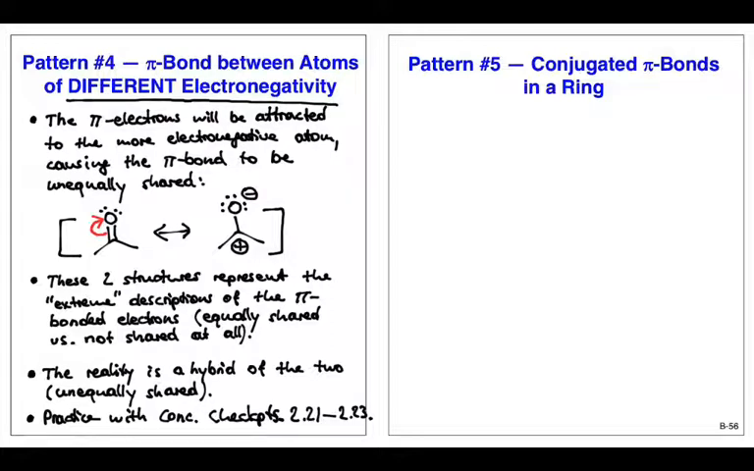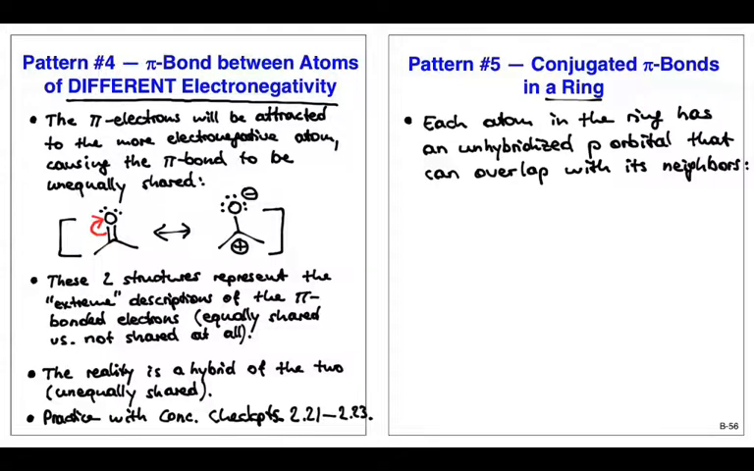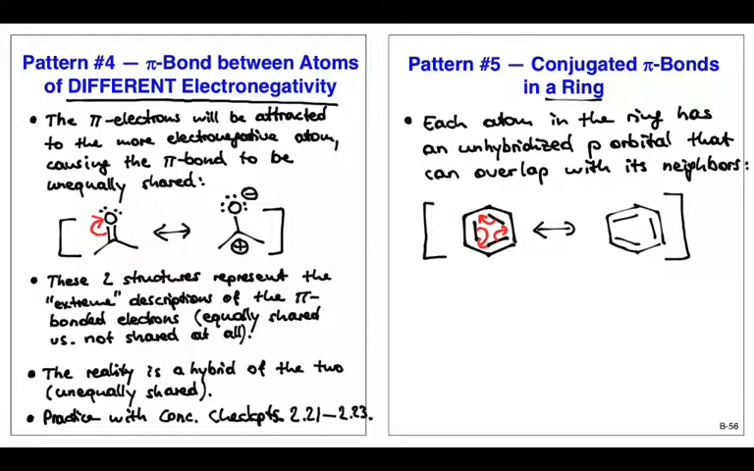Okay, the last pattern, which you're going to see quite often, is conjugated double bonds in a ring. So many double bonds in a ring. Essentially, in this situation, each atom in the ring is sp2 hybridized and has an empty p orbital, which can then overlap with all of its neighbors. So the most common example is benzene. It's an aromatic ring, the simplest aromatic ring, and it has 3 double bonds in a 6-membered ring. So now you can take all the double bonds and move them around all at once, and you get another resonance structure, which is equally valid as the first one.